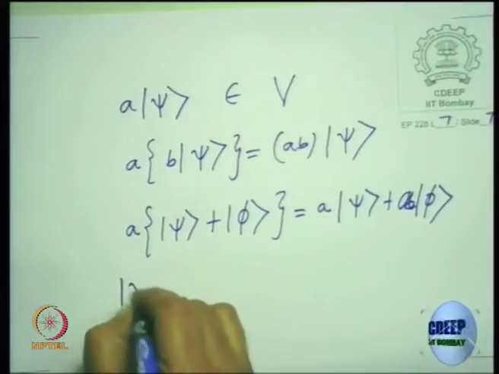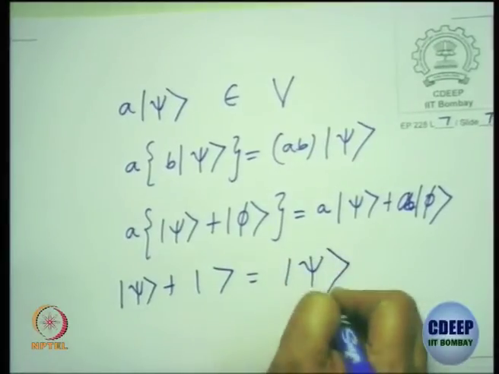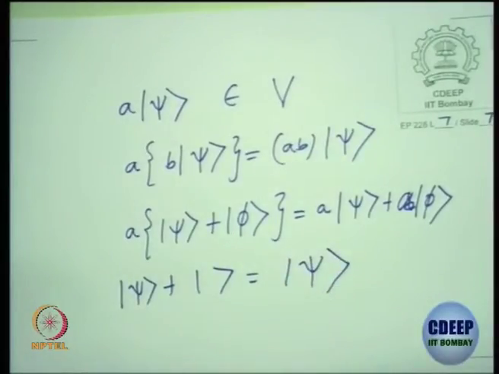If psi adds to something and gives you psi, what do we call this state? It doesn't do anything to the state. In your R3, it is like a vector with components 0, 0, 0.